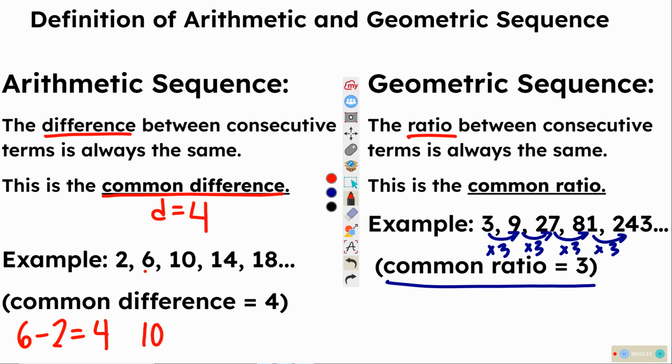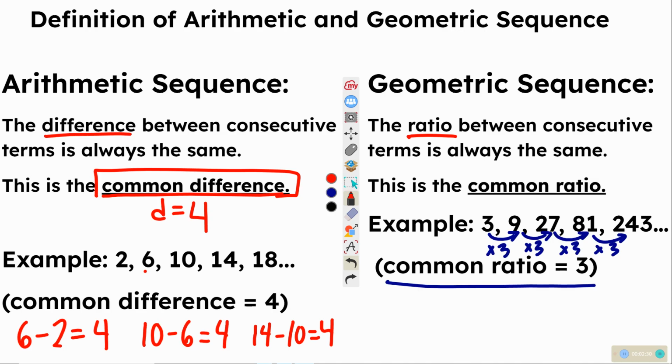What if I do 10 minus the preceding term? Well, the preceding term to 10 is 6, and 10 minus 6 makes 4. So notice, if I do any of these operations, I'm always going to get 4, and that's why we call that the common difference. Don't forget, the difference of two numbers is what you get when you subtract them. So notice they're always equal to 4.